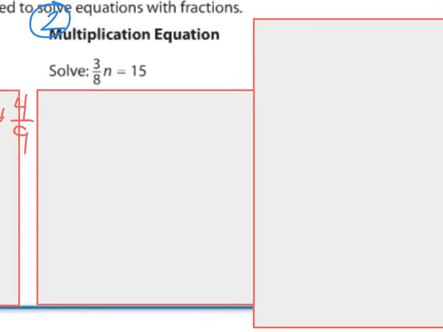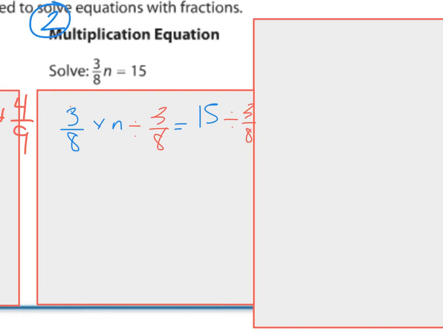Number 2. 3/8 times n, we know that we read this as times n, equals 15. So on the same side as n, I know you can't see it, but it's multiplication. And so I'm asking myself what the opposite of multiplying by 3/8 is. And that's dividing by 3/8. And I need to do that to both sides. So I have 3/8 times n divided by 3/8 equals 15 divided by 3/8. If I do anything to one side, I need to do it to both sides to make it equal.